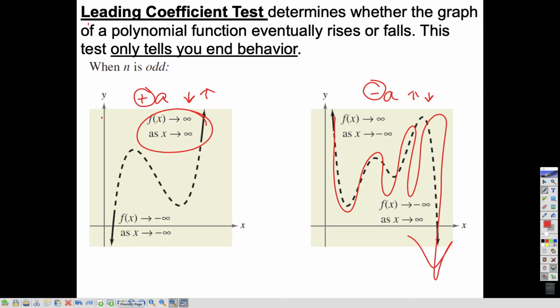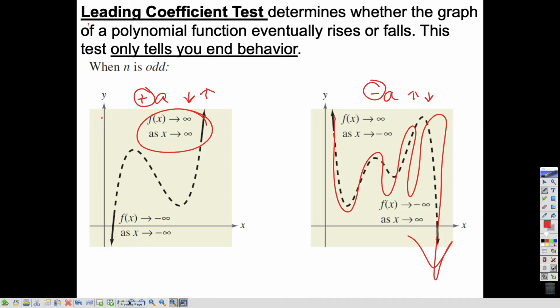I'm confused. Okay, how do you know? The highest degree of the polynomial tells you whether it's even or odd. So if it's an odd number, Tori, name me some odd numbers. 3, 5, 7, 9. There you go. If the highest degree is a 3, 5, 7, or 9, it's odd.